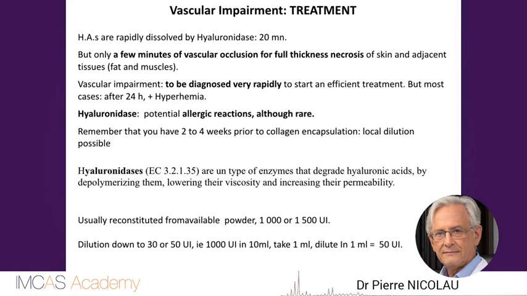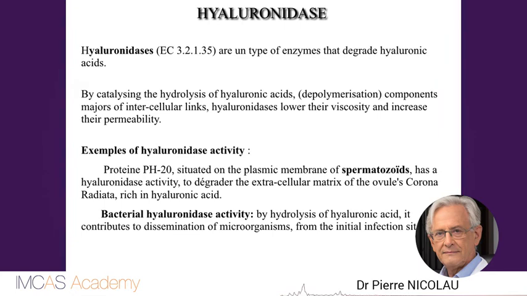Hyaluronidase has a potential for allergic reaction, you've got to remember that, and the usual dose injected is between 30 and 100 units through dilution of the product. Hyaluronidase works by hydrolysis of the hyaluronic acid, which will lower its viscosity and increase its permeability, and it also has the capacity to treat hyaluronic acid which is already within the vessels, which is extremely important.